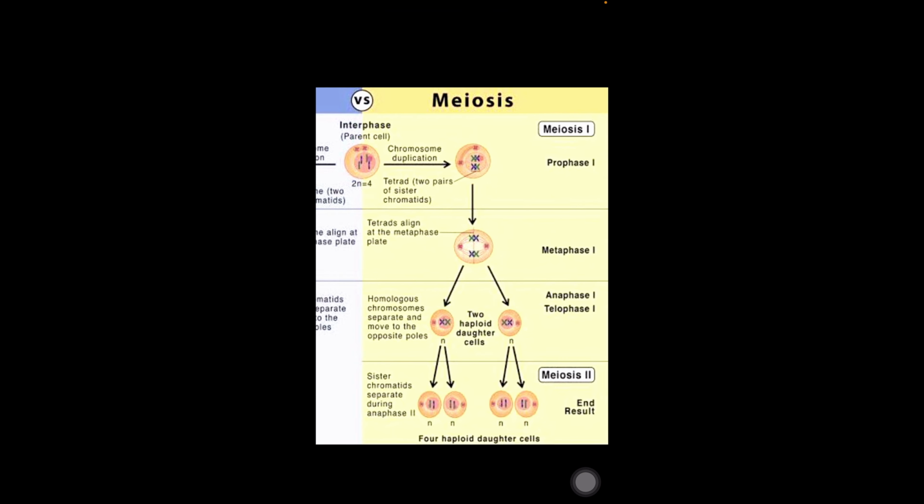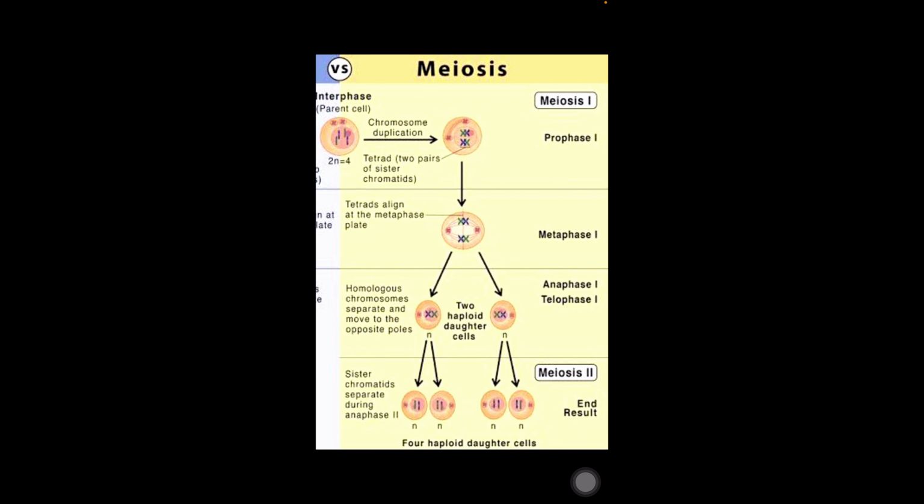Over here, we have meiosis 1 and meiosis 2. Okay, so we have a tetrad. That's 2 pairs of sister chromatids. And now the tetrads align at the metaphase plate in metaphase 1. Homologous chromosomes separate and move to the opposite poles. 2 haploid daughter cells are formed.